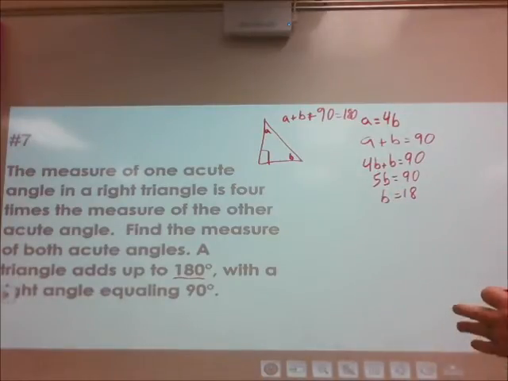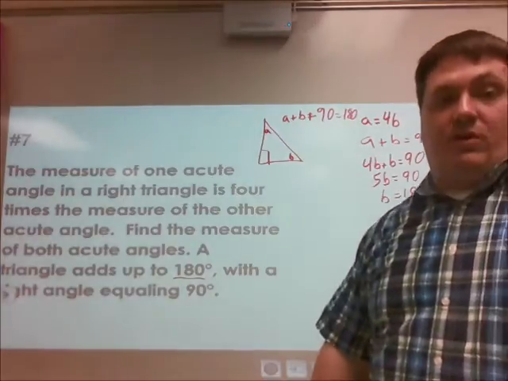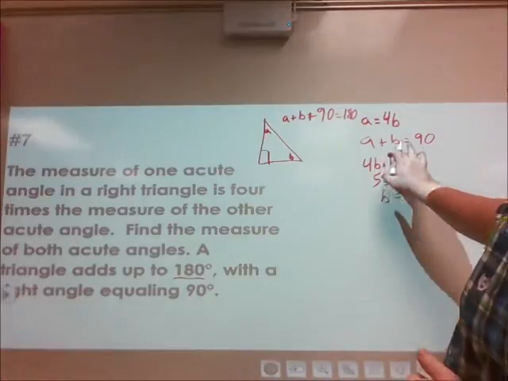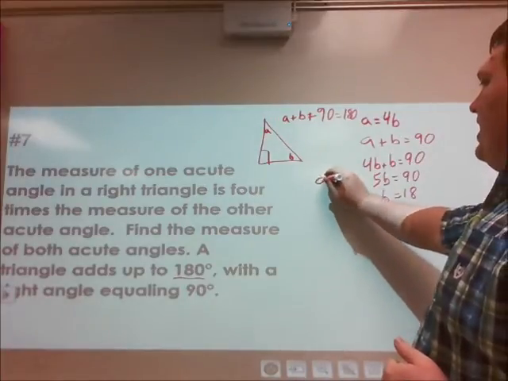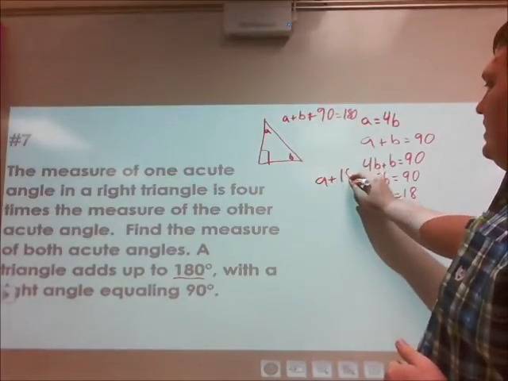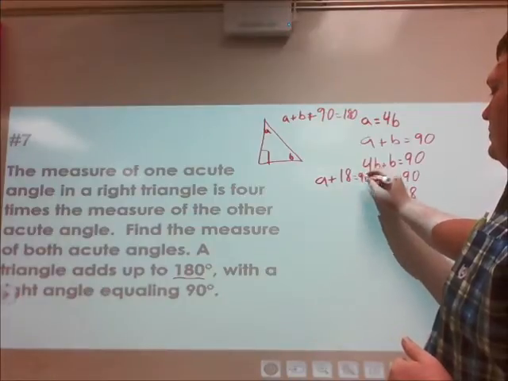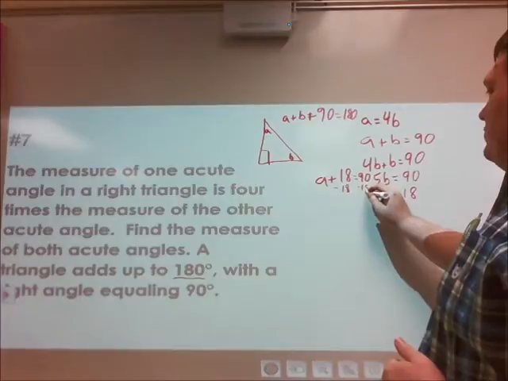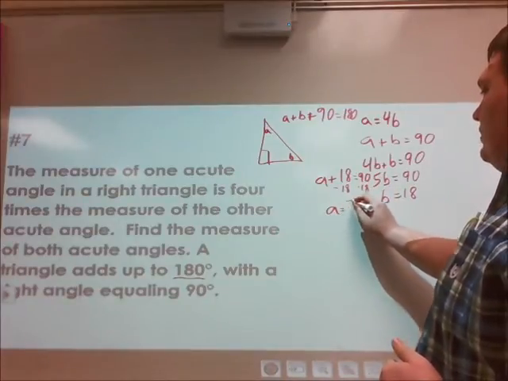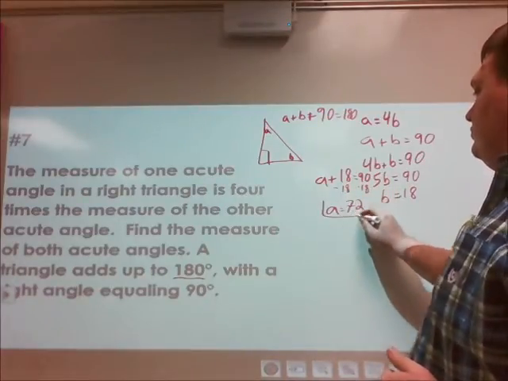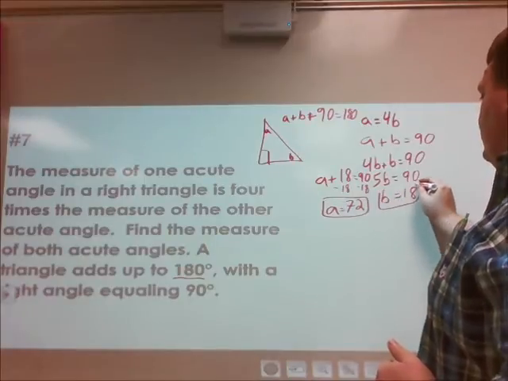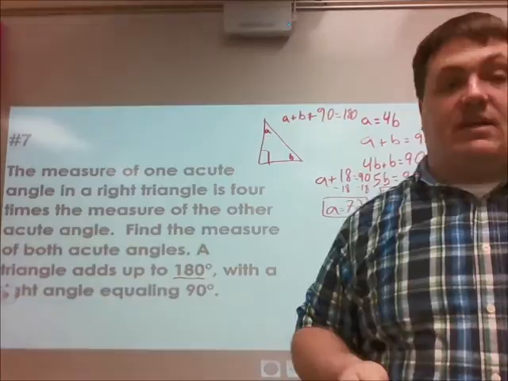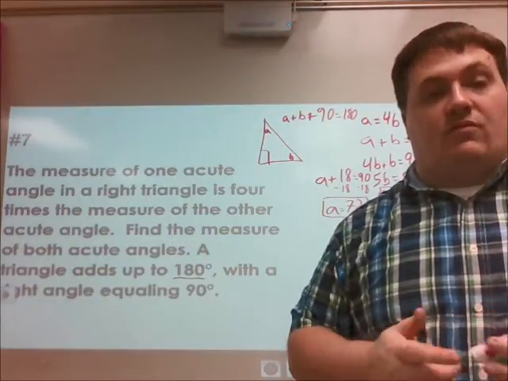Now we can do 2 ways to solve this. I'm going to put it into the second equation, so it's just a simple subtraction. What is B? B is 18. So A plus 18 equals 90. Subtract 18 from both sides. A is equal to 72. If you get a calculator out, you multiply B by 4, you end up with 72, the same thing. So we know we're correct and we can move on.